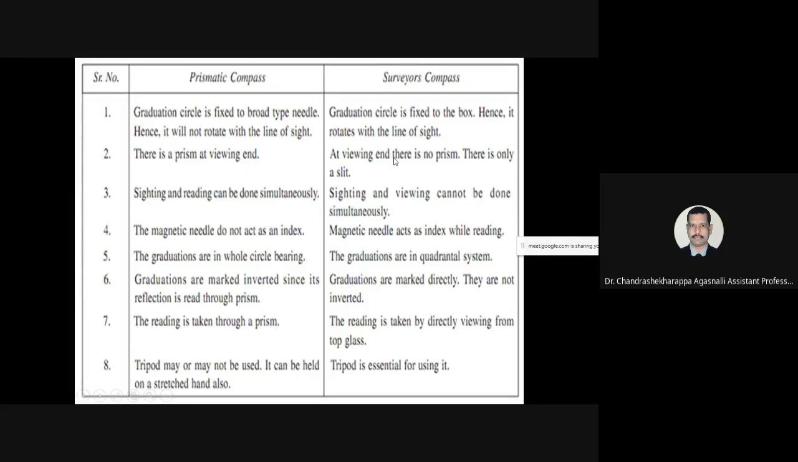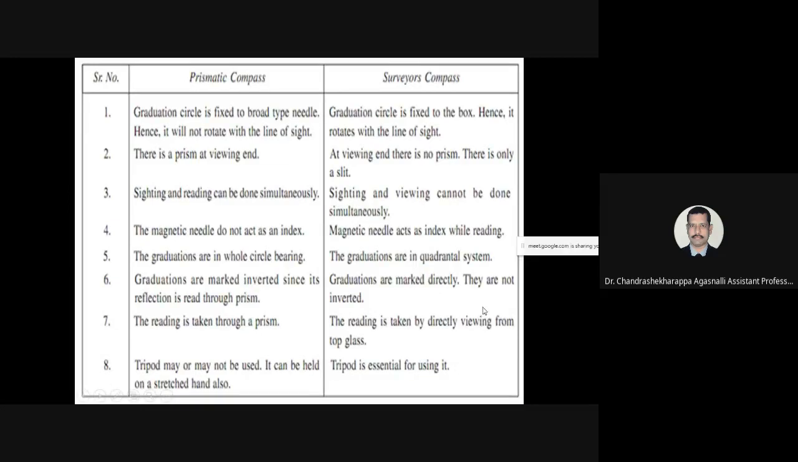In the surveyor compass there is no prism here, and there is only a slit. In the prismatic compass, sighting and reading can be done simultaneously, but here sighting and reading cannot be done simultaneously. There are major differences in the graduations. The whole circle bearing is used in the prismatic compass, and here, as I told you, the quadrant system. Four quadrants: 0 to 90, 90 to 180, 180 to 270, 270 to 360 degrees. You can read that. These are marked inverted since it is a reflection read through the prism. And here it's marked directly.